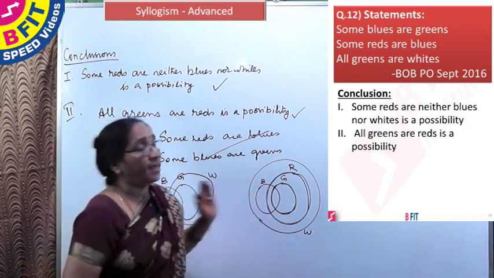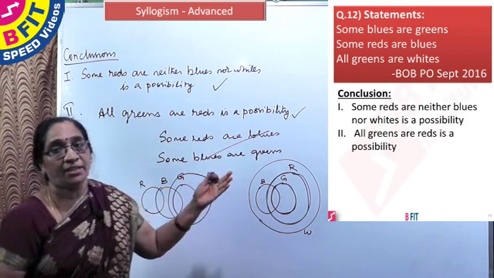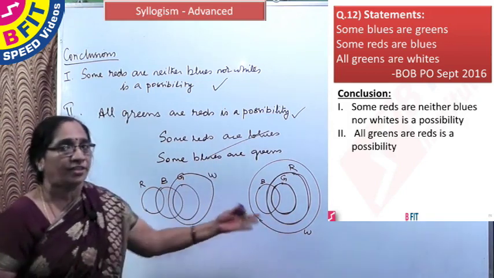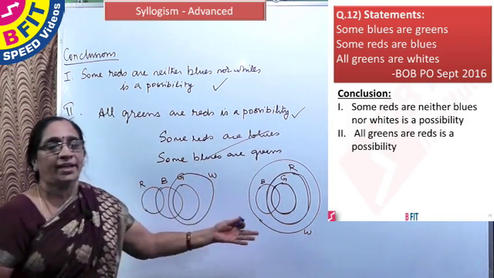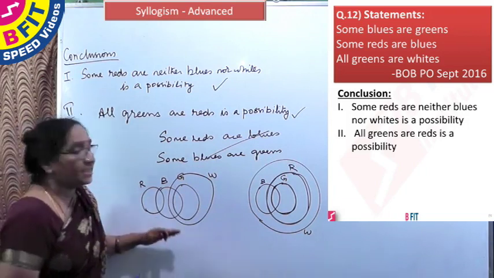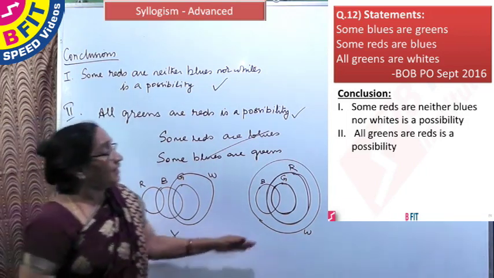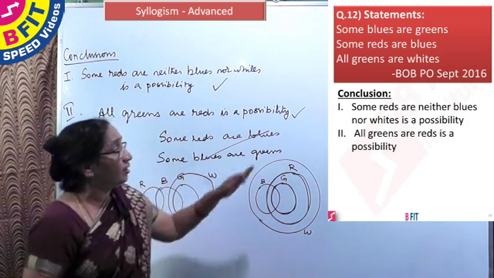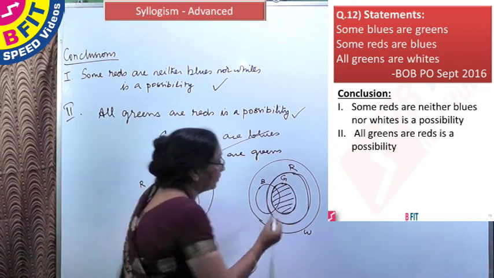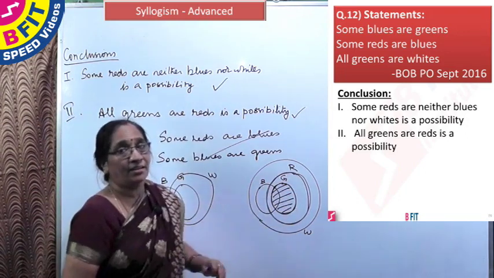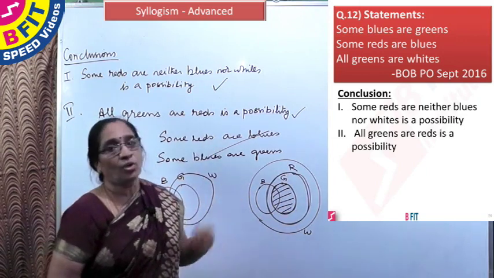From these two diagrams, we will have to prove that all greens are red is a possibility. It should be true at least in one of the diagrams, the conclusion being a possibility case. If it is true in one diagram, then it is true. We can see that it is not true in the basic diagram. But in the second diagram, we can see that all the greens are embedded in the red circle, and hence all greens are red is a possibility is a true conclusion.